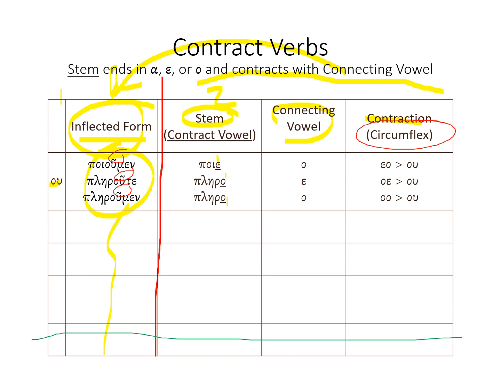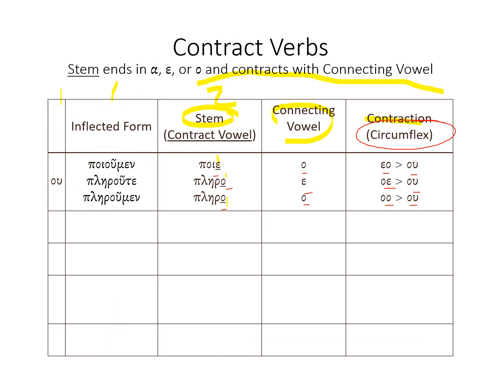So here is our first contraction pattern. Ou, how do we get there? We have an epsilon, omicron or omicron coming into contact with an omicron or epsilon. And here are the patterns. If we have an epsilon omicron, we get ou. Reverse, we still get ou. Or omicron omicron, we get ou. Now here's why all of this is important. And the next few slides will go through a bit more quickly, but I want to just set the pattern and help you have a framework for what we're going to be learning here.